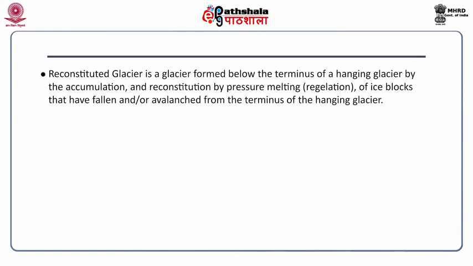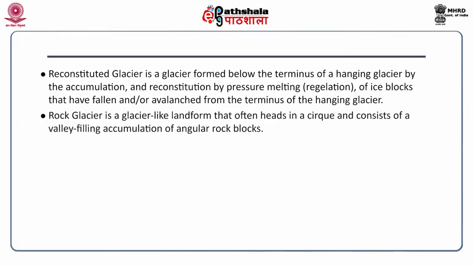Then a reconstituted glacier is a glacier formed below the terminus of a hanging glacier by the accumulation and reconstitution by pressure melting, that is called regelation, of ice blocks that have fallen and avalanched from the terminus of the hanging glacier.